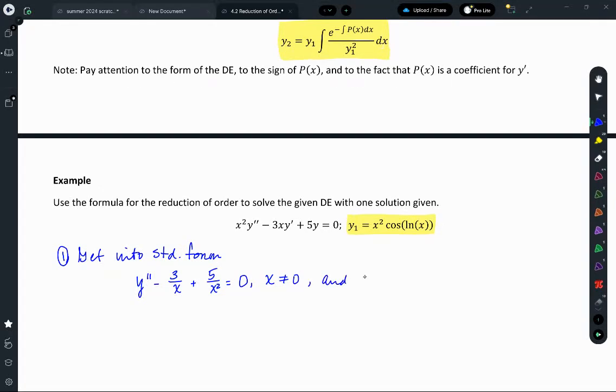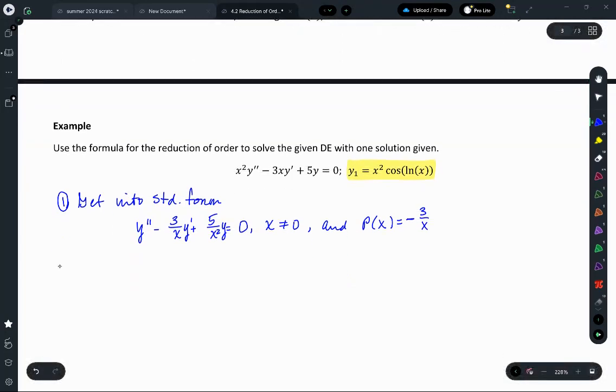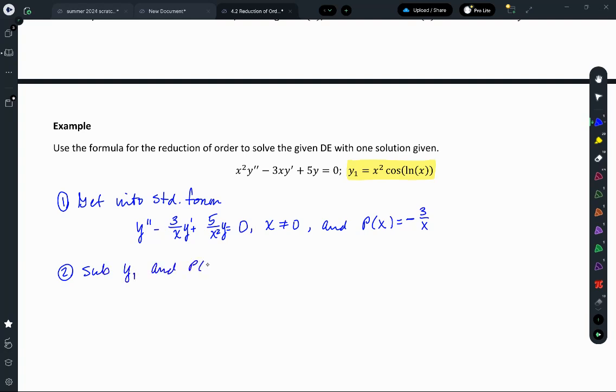And I'm going to identify that p of x is equal to, where I missed writing my y prime and I missed writing my y. I can't believe I didn't write those. Okay, sorry about that. P of x is equal to minus 3 over x. Okay. Then we're going to sub y1 and p of x into the formula.